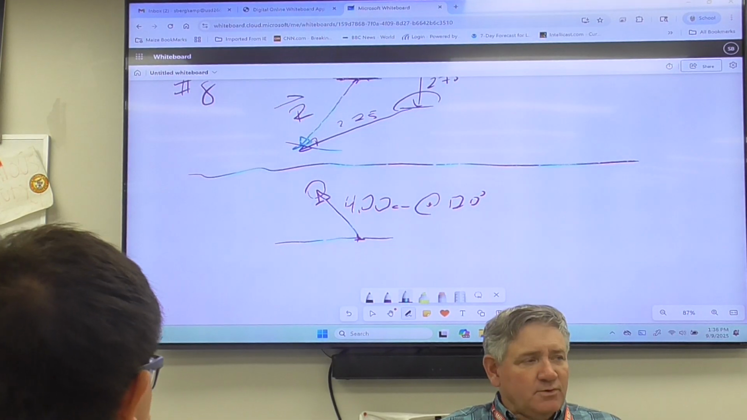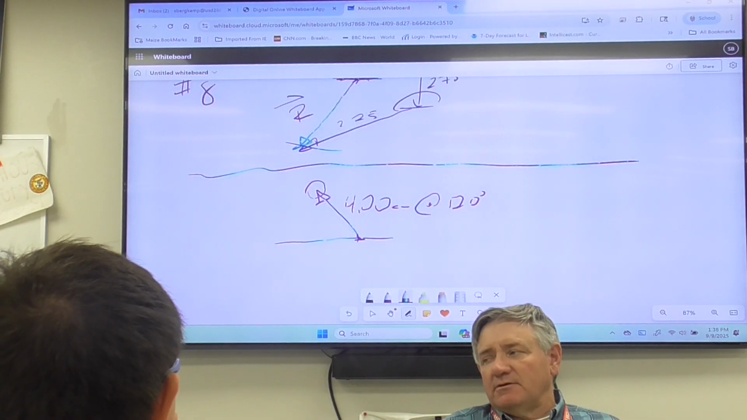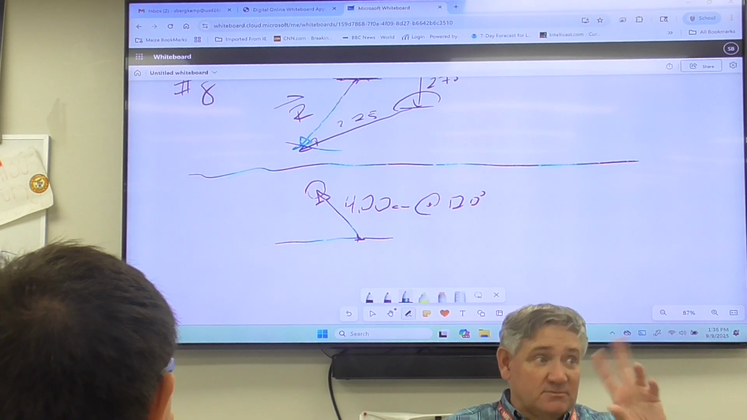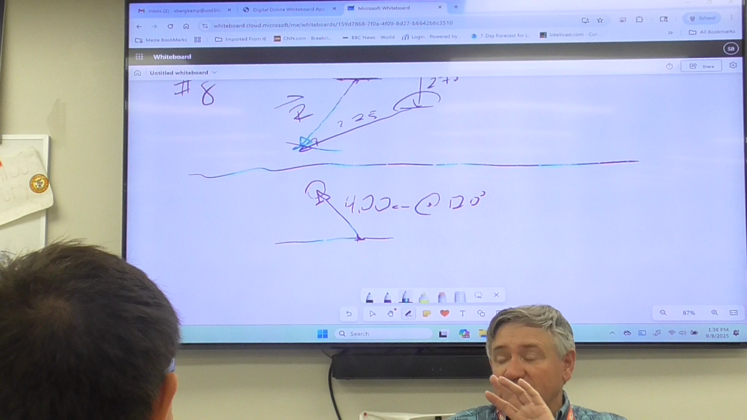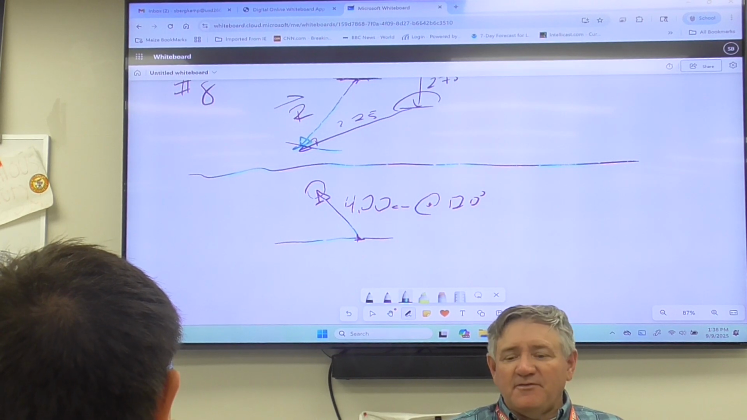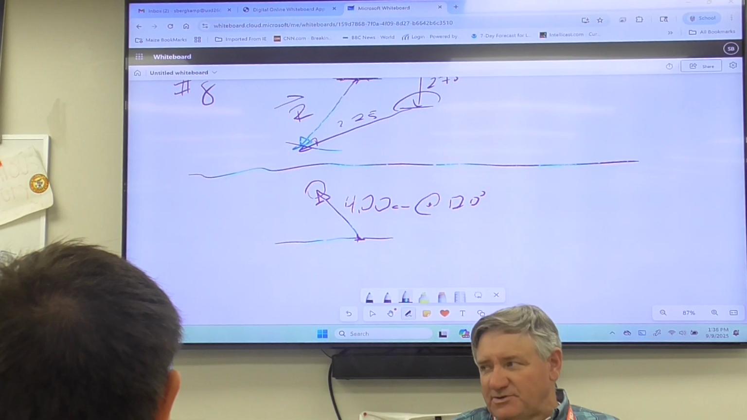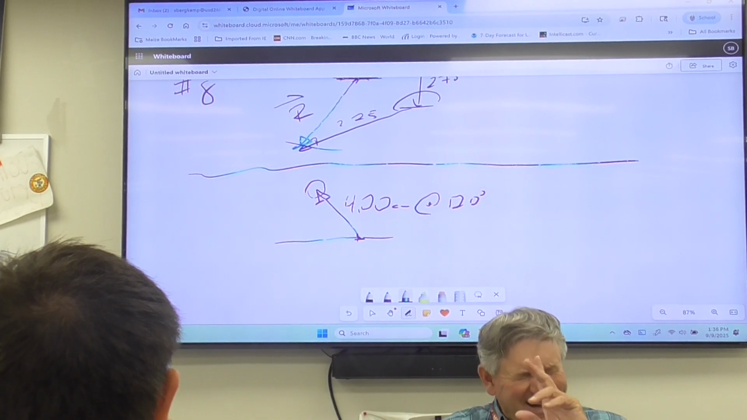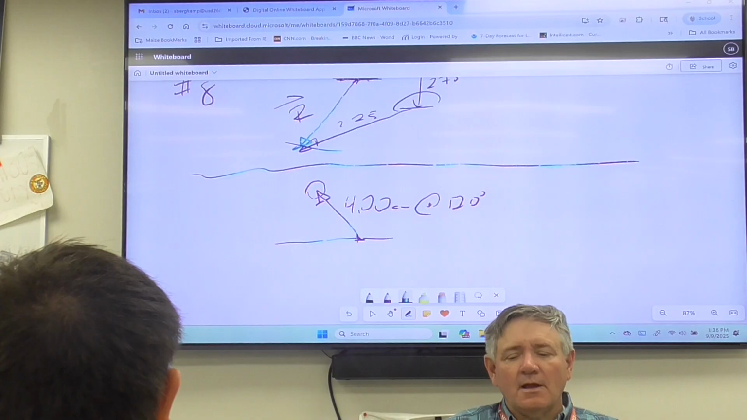And trig functions only work with what specific type of triangle? Right triangles, right? Trig functions, sine, cosine, tangent, and the Pythagorean theorem only work with right triangles. This is not a right triangle, okay? But here's the tricky part.